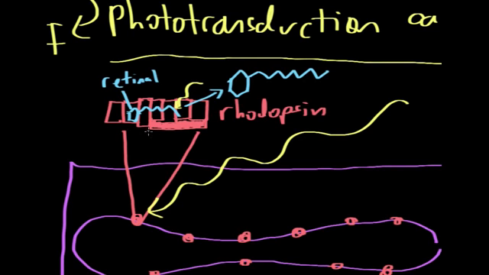So what happens next is there's a molecule, and I'm going to draw that molecule right here in green, and it's made up of 3 different parts. So there's this alpha subunit, there's a beta subunit, and there's a gamma subunit. And this molecule as a whole is called transducin.